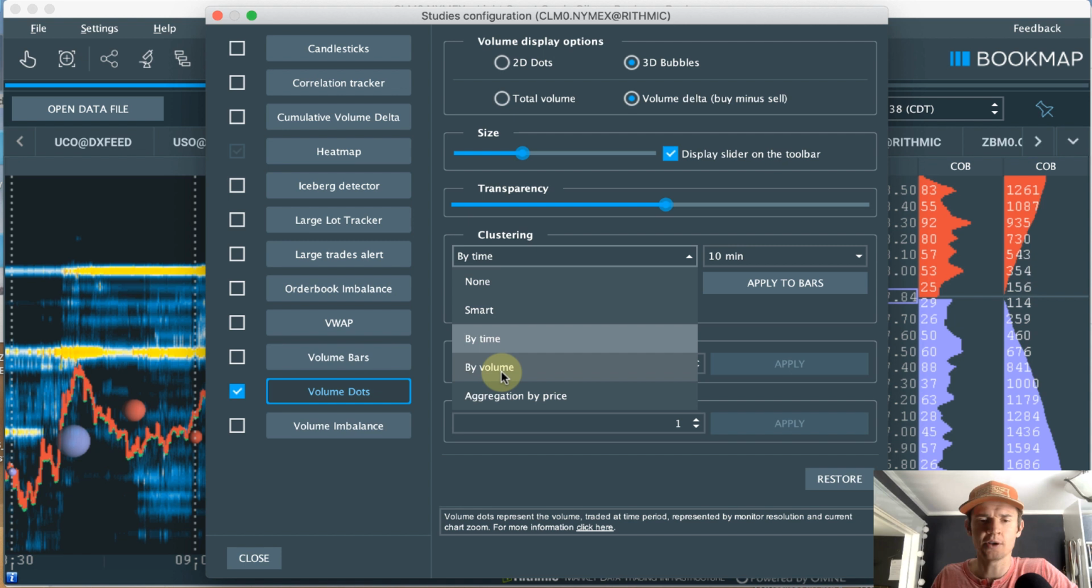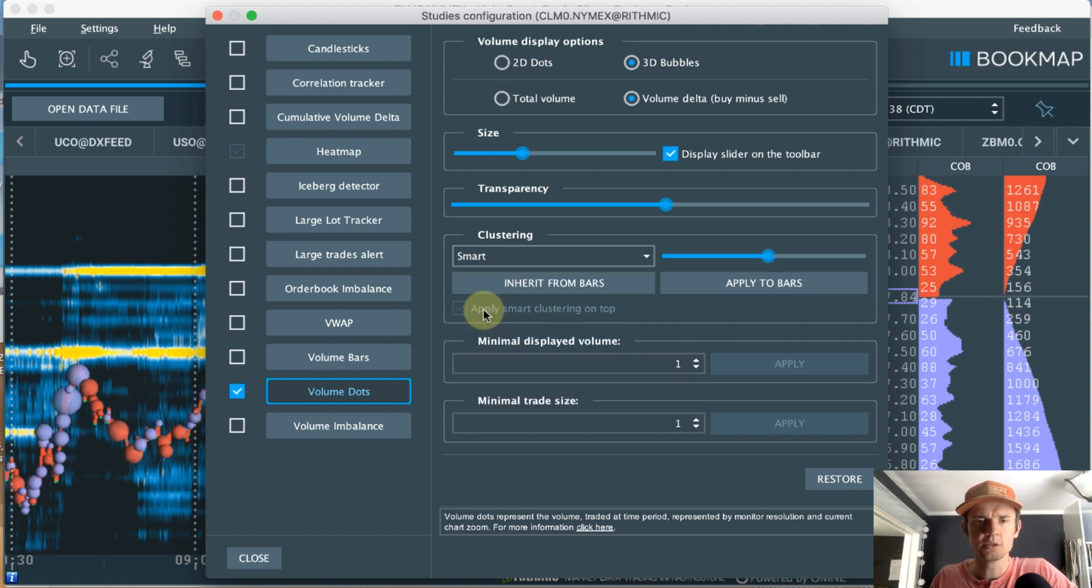You can do it by volume. The volume one seems to be kind of messy, so I will skip that one. So that is the clustering of the dots. I recommend just going with the smart clustering and absolutely the delta clustering. Have to have the delta clustering.